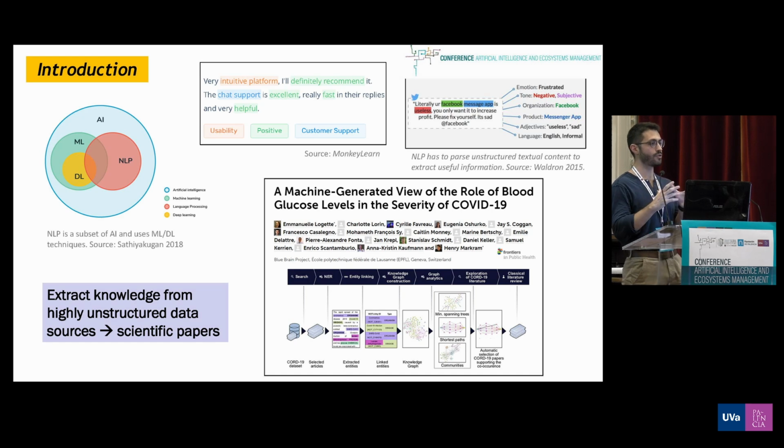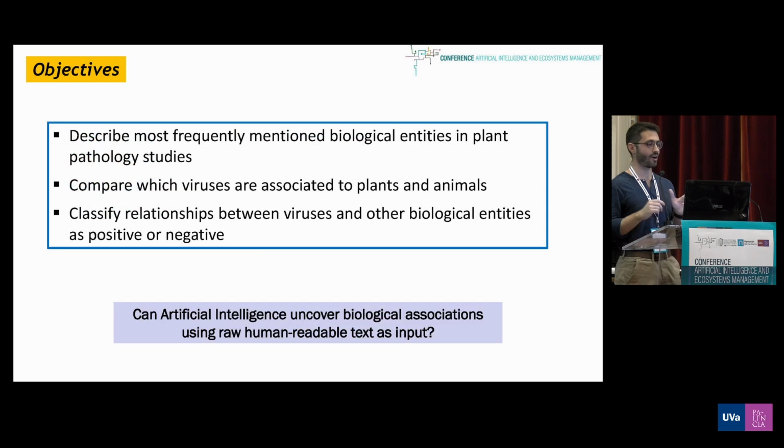So, would it be able to, instead of using structured data, which are data sets, something that is stored in a database, that is referenced, that is in tabular format, that we are used to, could we extract knowledge from unstructured data to aid in this search for a viral candidate for the next COVID from the forest, likely? That was our objective. Can artificial intelligence uncover biological associations using raw human readable text instead of the datasets?